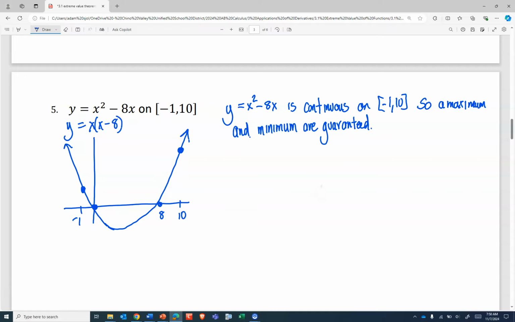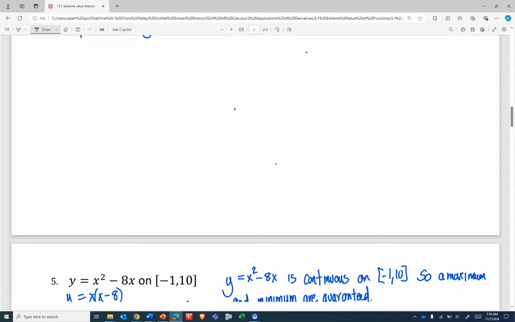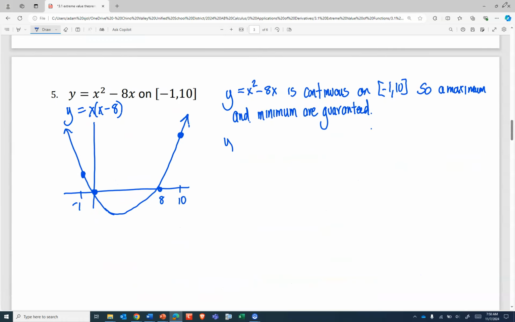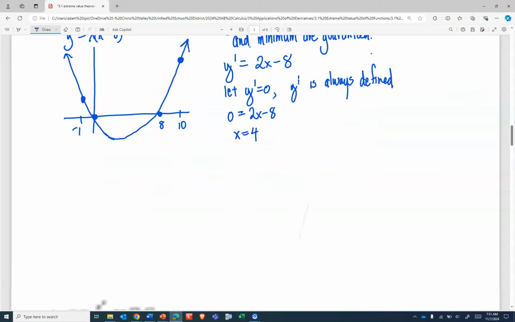Okay, we're going to look for critical values. Oh yeah, we didn't need to label that on the last one. We didn't get to the critical value point. That's what I was looking for. Okay, y prime is equal to 2x minus 8. Let y prime equal 0. Y prime is always defined. Zero equals 2x minus 8, and x is equal to 4, just like we expected.